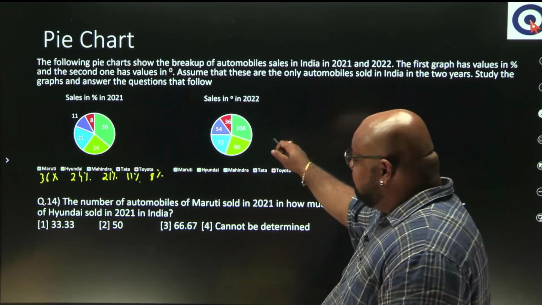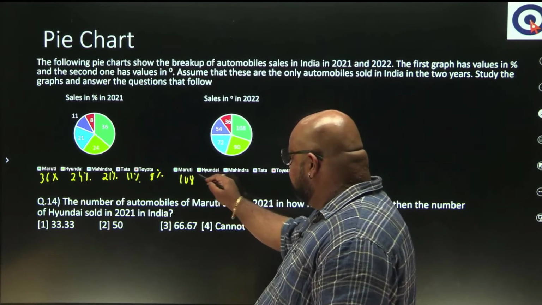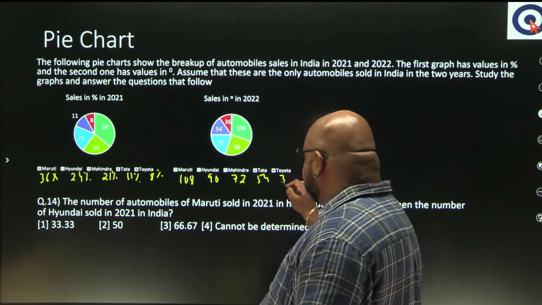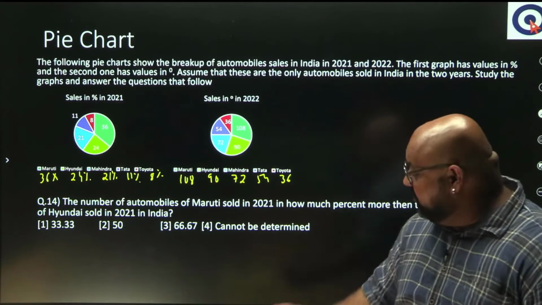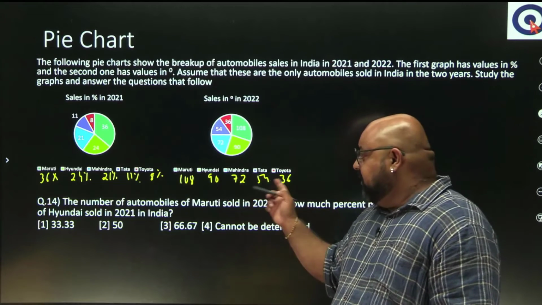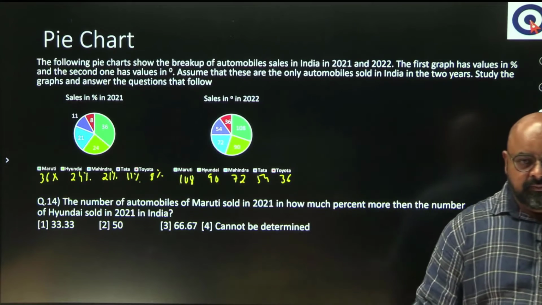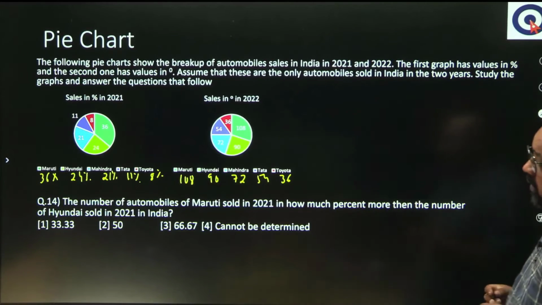For sales in 2022, Maruti is 108, Hyundai is 90, Mahindra is 72, Tata is 54, Toyota is 36. These are in degrees, so if you add this, 108 plus 72 is 180, plus 90 is 270, 54 plus 36 is also 90, 270 plus 90, 360 degrees. That is what the data talks about, or that is what the data is given to me.